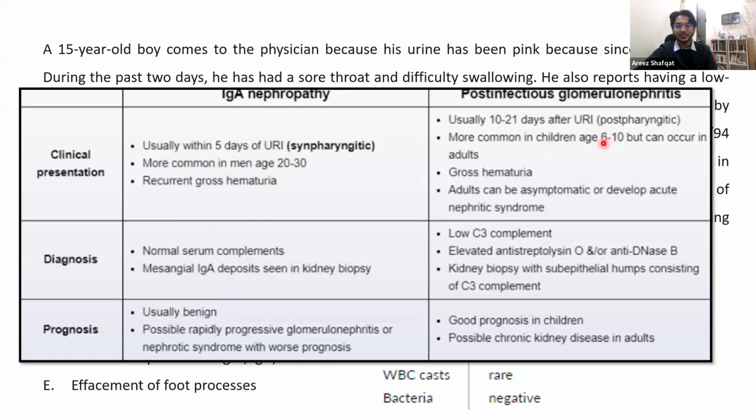But on the other hand, post-infectious glomerulonephritis is usually 2 to 3 weeks after the infection. It's more common in children. Adults can be asymptomatic or develop acute nephritic syndrome. The classical lab studies you would see are low complement, elevated antibody titers against ASO and or anti-DNase B titers, and kidney biopsy would show subepithelial humps consisting of C3 complement proteins. Okay, good prognosis in children, bad prognosis in adults.